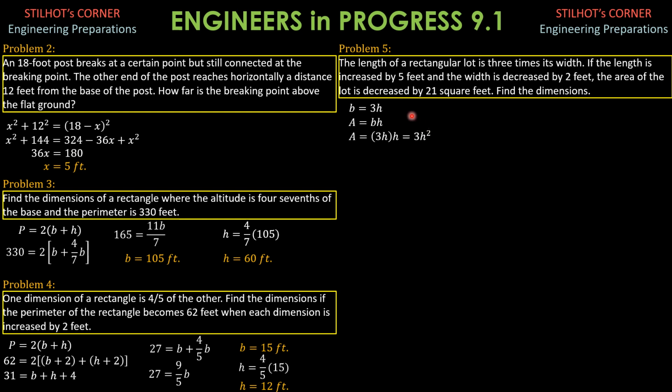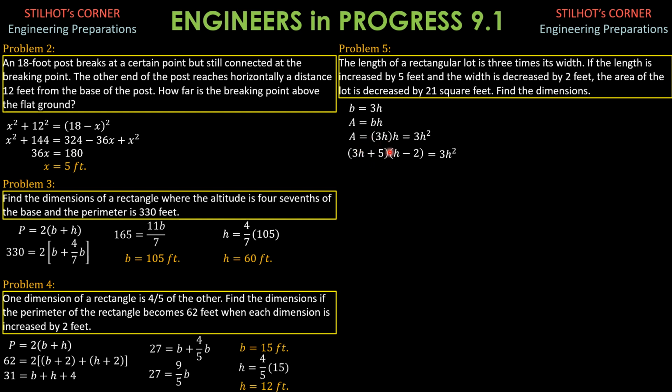So when we increase the base by 5 feet and the width is decreased by 2 feet, then the area is decreased by 21 square feet. So the base is 3h, take note. Let's increase that by 5, 3h plus 5. And the altitude is decreased by 2, so h minus 2. And we equate this to the original area minus 21, because it is mentioned here the area will decrease by 21 square feet. So the original area is 3h squared, so equate it to 3h squared, then minus 21.